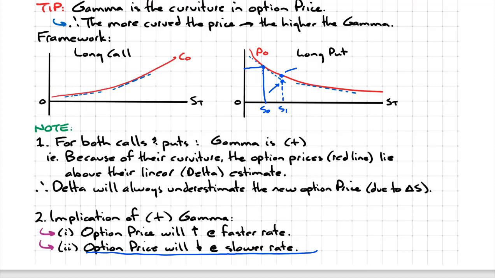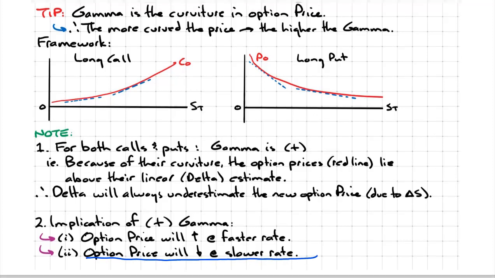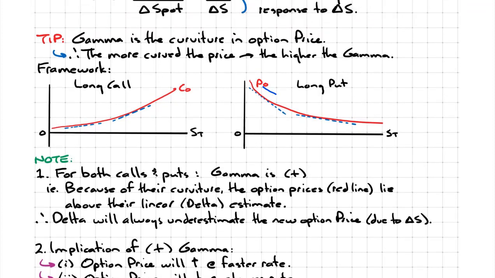And it's the same thing with the put option. You could see that as the value of the put option decreases, it's sort of flatlining. So the rate of descent is slowing down. So if we're going this way. On the other hand, if we're going this way, in which case the put option value is increasing, you could see that it's increasing at an increasing rate.